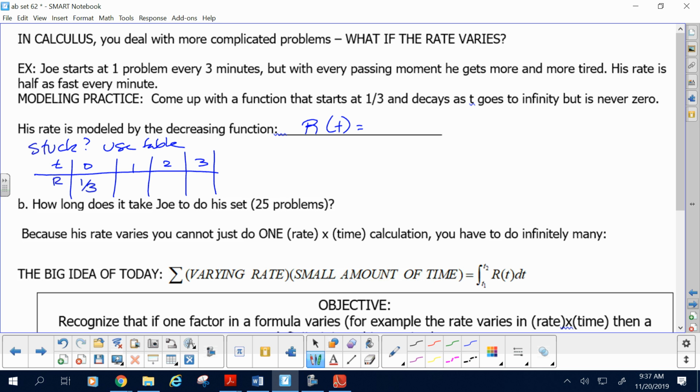The rate at time 0 is a third, yes? What's the rate at time 1? 1/6. Don't calculate, instead show where it comes from. What's the rate at time 2? A 12th, which is a third times a half, or a third times a half squared. What's the rate at time 3? 1/3 times a half cubed. How many times? 3. So at time t, it's 1/3 times 1/2 to the t. What are the units on that?